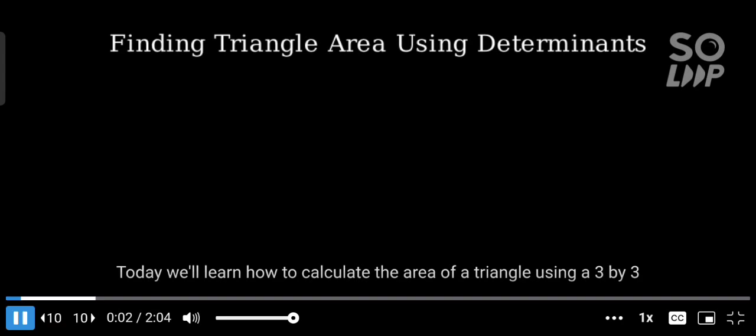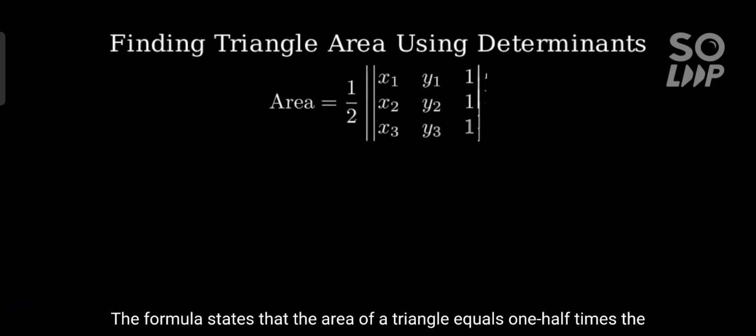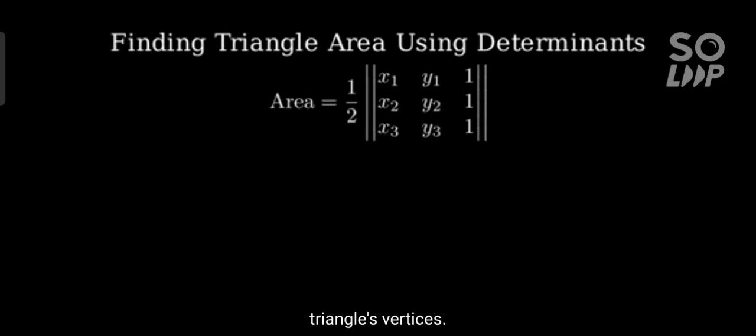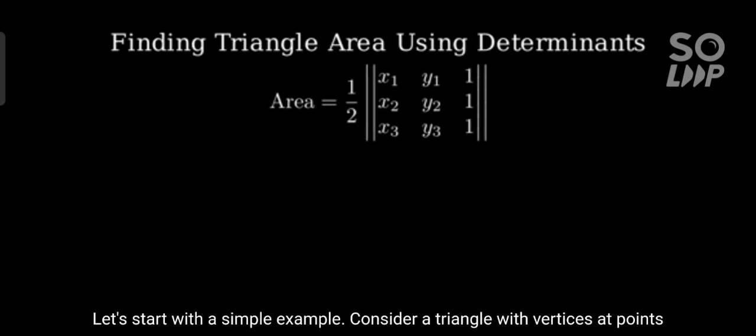Calculate the area of a triangle using a 3 by 3 determinant. The formula states that the area of a triangle equals 1/2 times the absolute value of the determinant of a special 3 by 3 matrix containing the coordinates of the triangle's vertices. Let's start with a simple example.